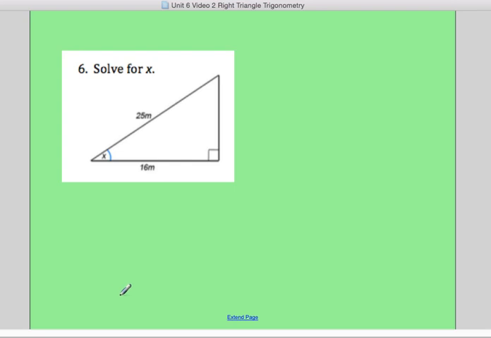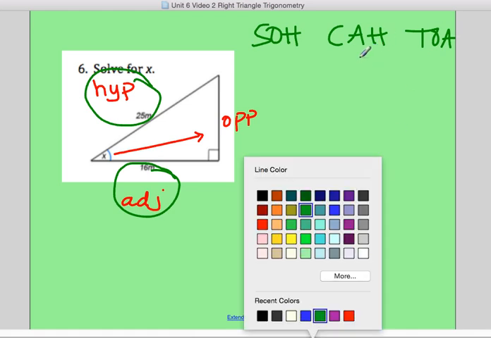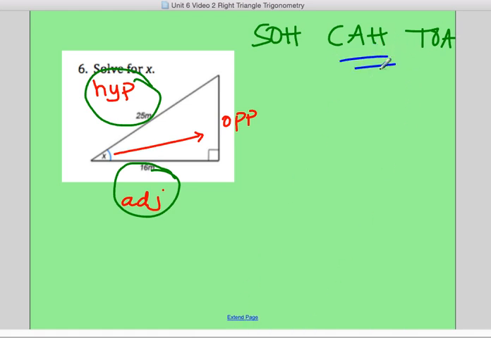Okay, it says solve for x, so it's an angle. So we're going to use the same idea we did before to set it up. Let's look at what sides I have. Well, across is my opposite, which I do not have. And this one's my hypotenuse. And this one's my adjacent. There's nothing over here. So I know I have to use my hypotenuse and my adjacent. So who uses hypotenuse and adjacent? Cosine. So it's cosine of the angle equals my adjacent, 16, over my hypotenuse, 25.